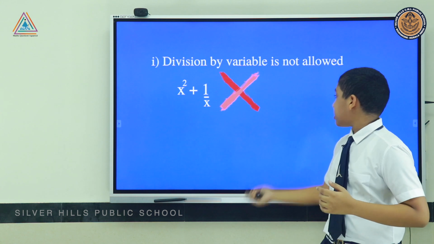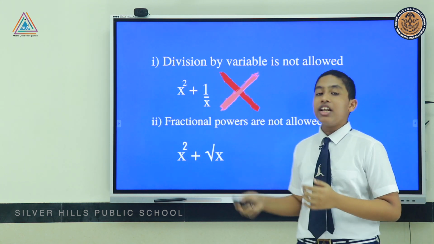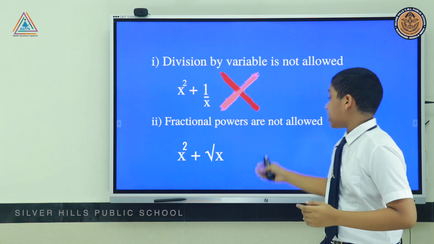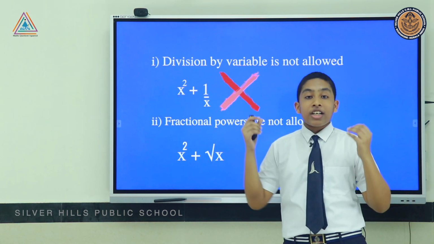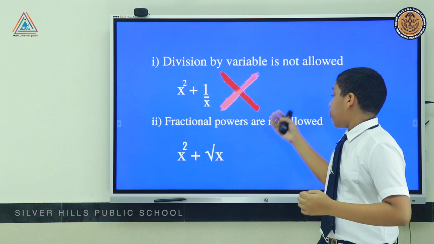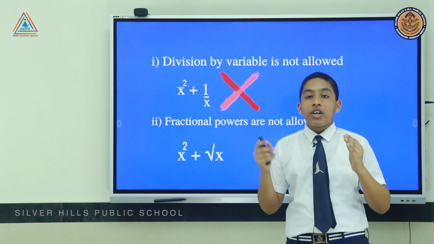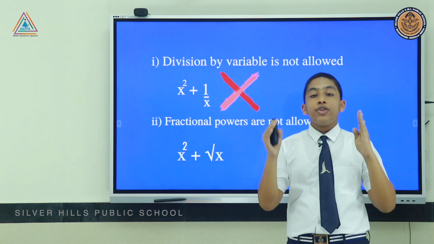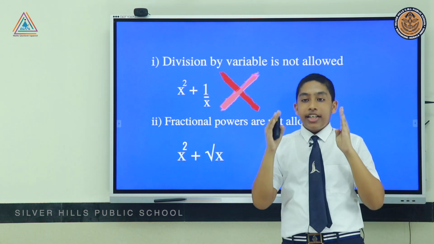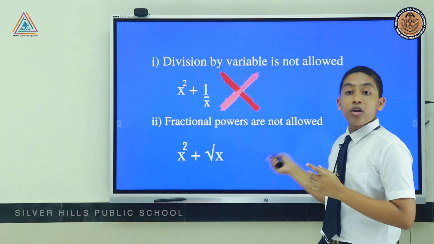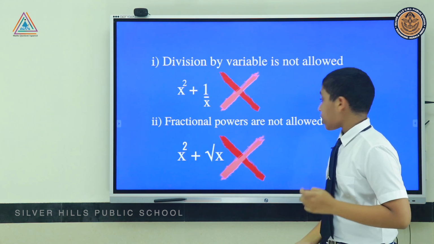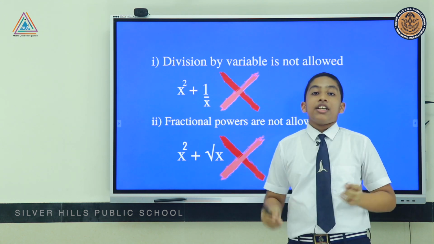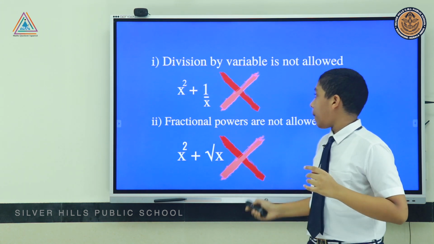And let's move on to the second condition. Fractional powers are not allowed. For example, x square plus root x. If we convert this into exponential form, we see a rational power forming, and these types are not allowed in a polynomial, and we should always get a non-negative integer. So this is not a polynomial. By this you can easily state whether the given expression is a polynomial or not.